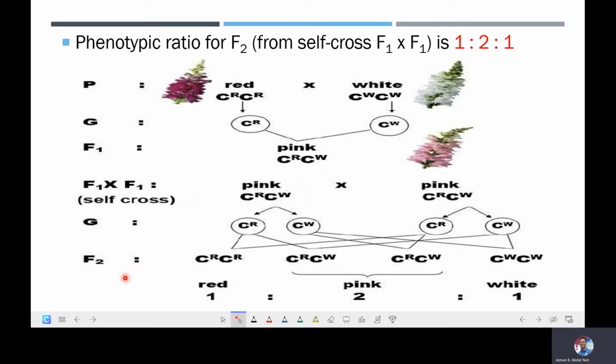we will be getting the phenotypic ratio for the F2 generation, which is 1 having red flower, 2 having pink flowers, and 1 having white flowers. So the phenotypic ratio is not 3:1. Instead, what we can see here, the phenotypic ratio for the F2 generation is 1:2:1.